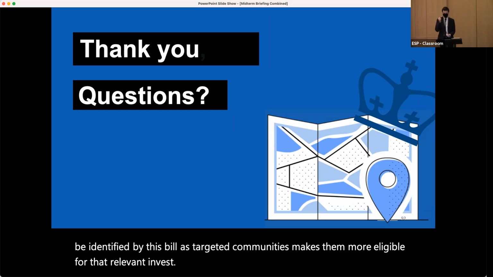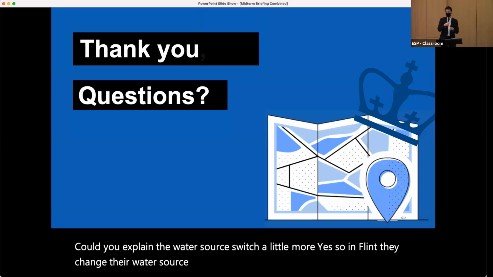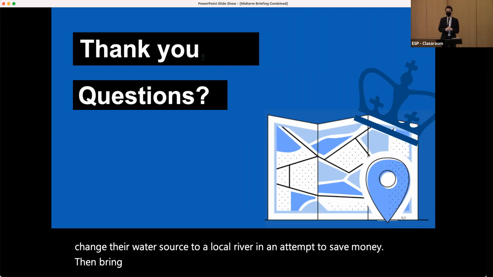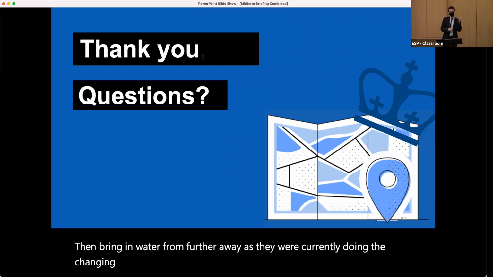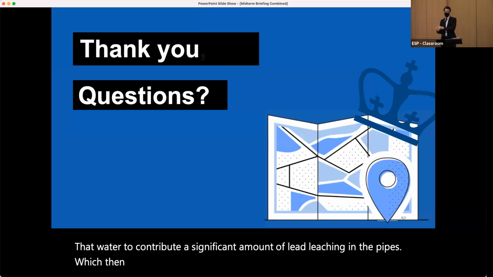Could you explain the water source switch a little more in Flint? Yes, so in Flint, they changed their water source to a local river in an attempt to save money, rather than bringing water from further away as they were doing. The change in water composition from their original source led to a significant amount of lead leaching in the pipes, which then increased the amount of lead exposure that children and individuals were facing in the Flint community.